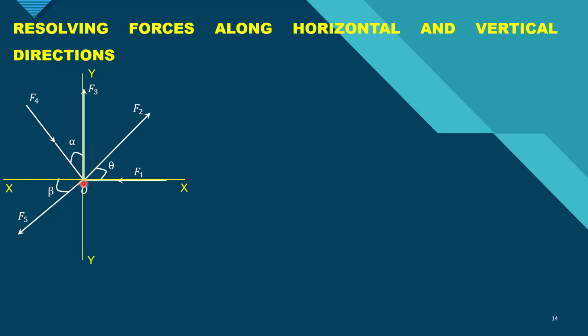Now these two axes divide the plane into 4 quadrants, right? This one is the first quadrant, this is the second quadrant, this one is the third quadrant and this one is the fourth quadrant. So here you can see some forces are acting in the first quadrant, some in the second quadrant, some in the third quadrant. Also, some forces are acting along the x direction and along the y direction. Now let us take one by one. So I will mark the components of these forces here.